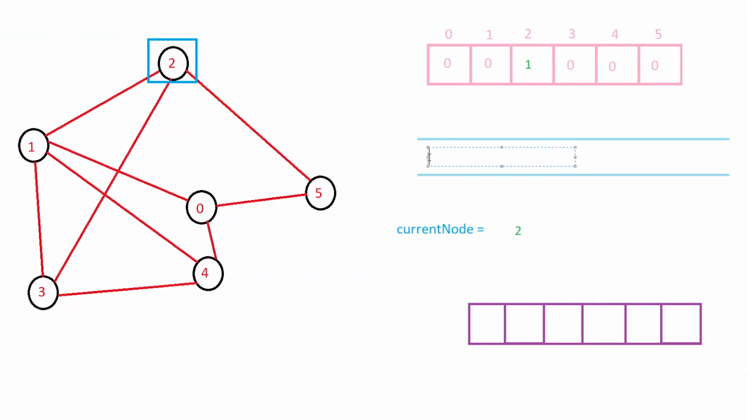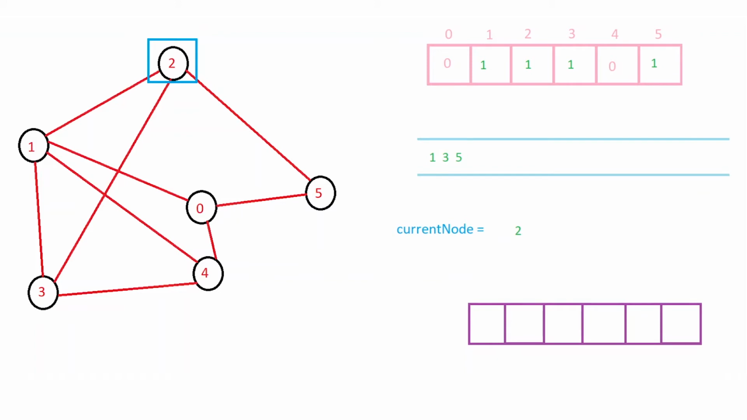So now I will push the neighboring elements of the current node, 1, 3, and 5. As soon as I push these elements, I assign the value 1 to these elements in the array, so that I do not consider these elements again. Alright.